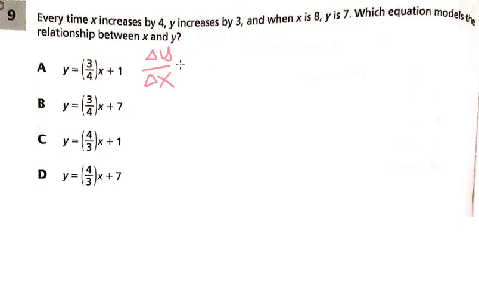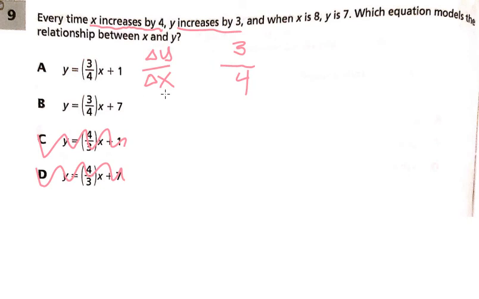So if we look up here, they actually give us some information about x changing and y changing. It says that every time x increases by 4, y increases by 3. So that is actually a change in y of 3 over a change in x of 4. So that right there is going to be my rate of change. That allows me to eliminate this one and also this one. So you've got to be careful there. They give it to you in an xy relationship, but slope is always change in y over change in x. So your slope there is going to be 3 over 4.